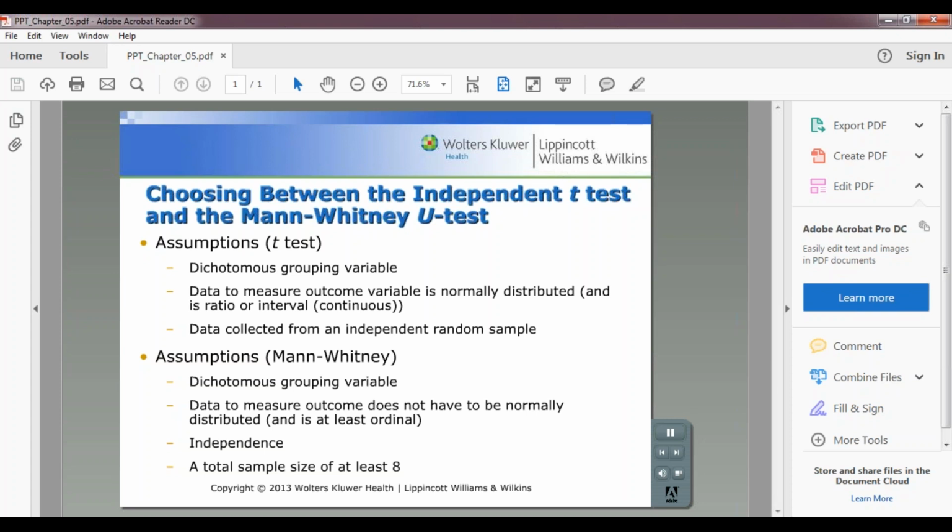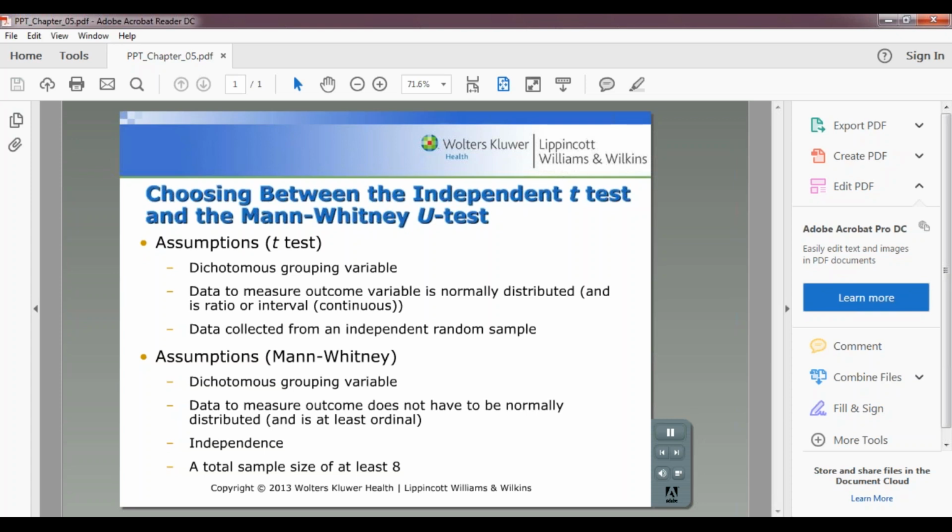And oftentimes this is not achieved, but it doesn't mean just because it's not necessarily achieved that you have to use some type of alternate analysis. You just have to interpret your outcomes with caution, knowing that that assumption was violated.